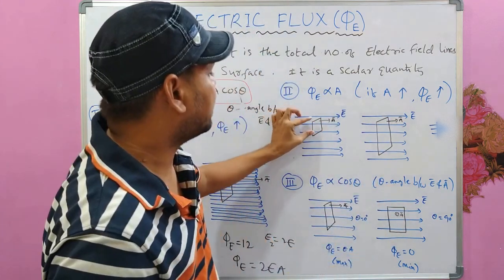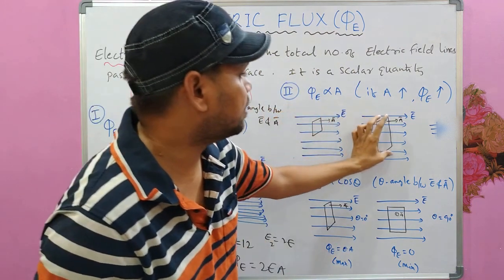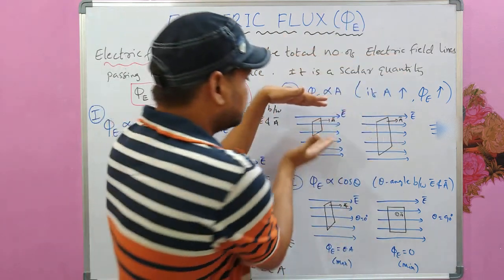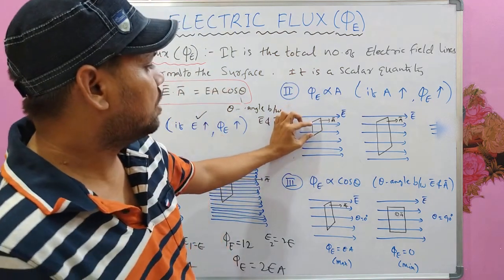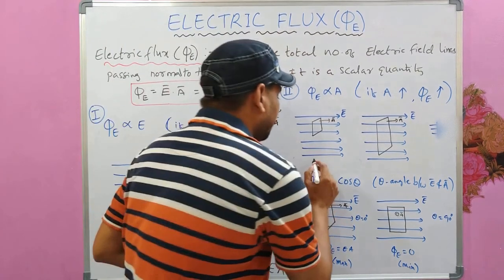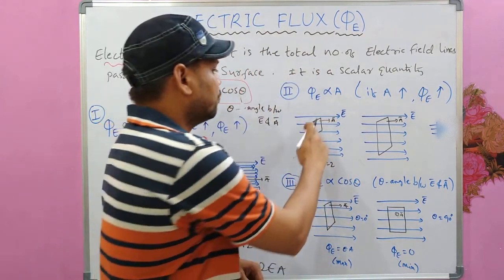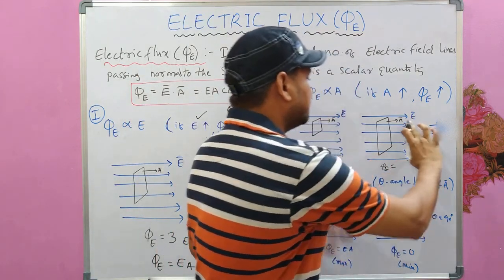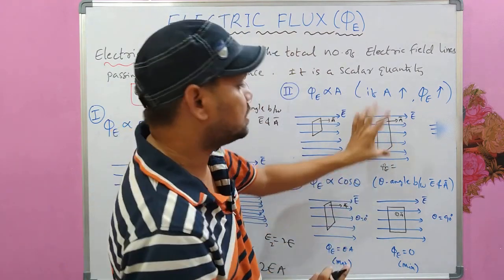Right? So, here I have taken a small area, and here I have taken a big area. The big surface has a big area and the small surface has a small area. Now if you count the number of electric field lines passing through the small area, here it would be phi E equal to 2, 1 and 2. Now here, if you see, the electric field strength for the same is not changed, but the area is increased.